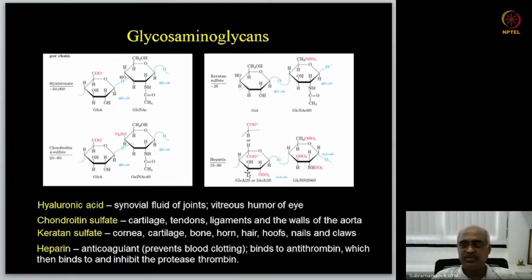Then the fourth one we are going to learn about is heparin. Heparin is present in our blood, and it prevents blood clotting. So when you collect a blood sample from patients for any analysis, usually the tube in which you collect contains a little bit of heparin, so that the blood doesn't get coagulated, doesn't become a clot, doesn't become solid.